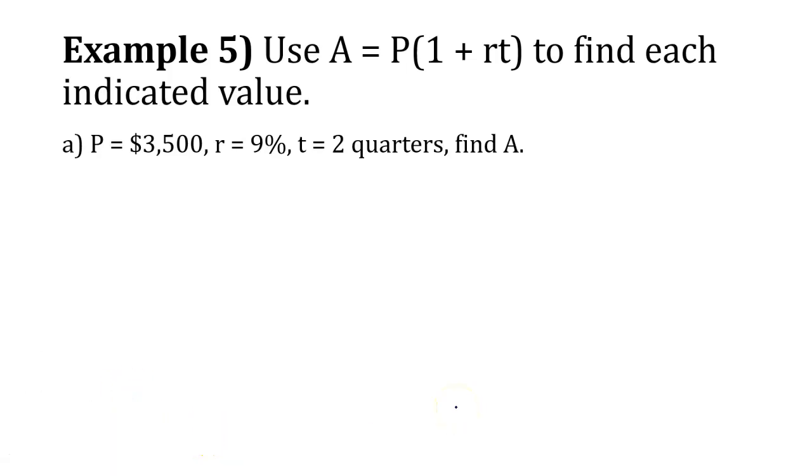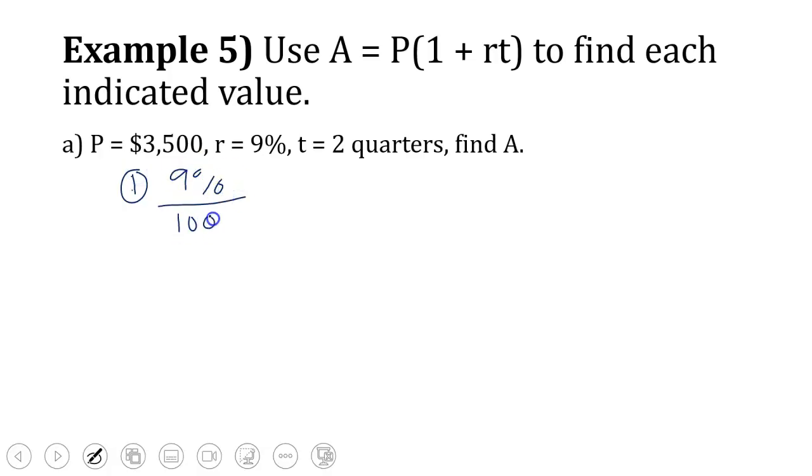In example 5, they tell us which formula to use for A, B, and C. So we're going to plug in that information. For A, they give us the principal, the rate, and then quarters. And they ask us to find the A. So always your first step: as soon as you see that percent, we need to change it. We can't do anything with a percent. So divide that percent by 100 to get your new decimal.